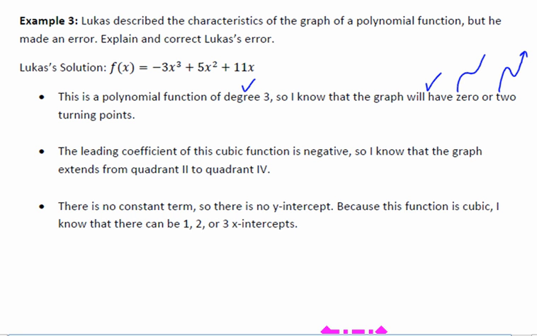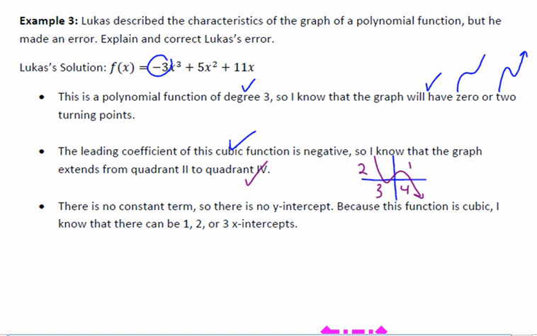The leading coefficient of this cubic is negative. Is that true? Yeah. Leading coefficient is the coefficient in front of the x cubed. So I know the graph extends. If it's negative, where does it start? Quadrant 2, and then it goes to quadrant 4. So is that correct? Quadrant 2 to 4? Yes.